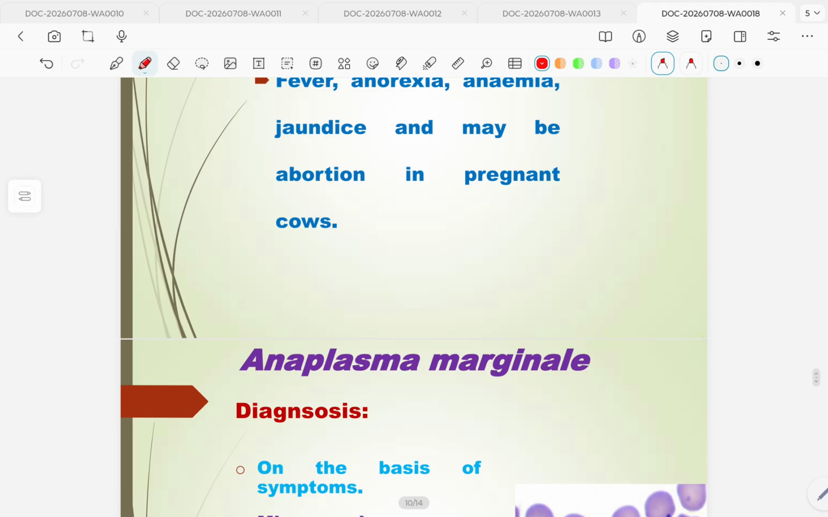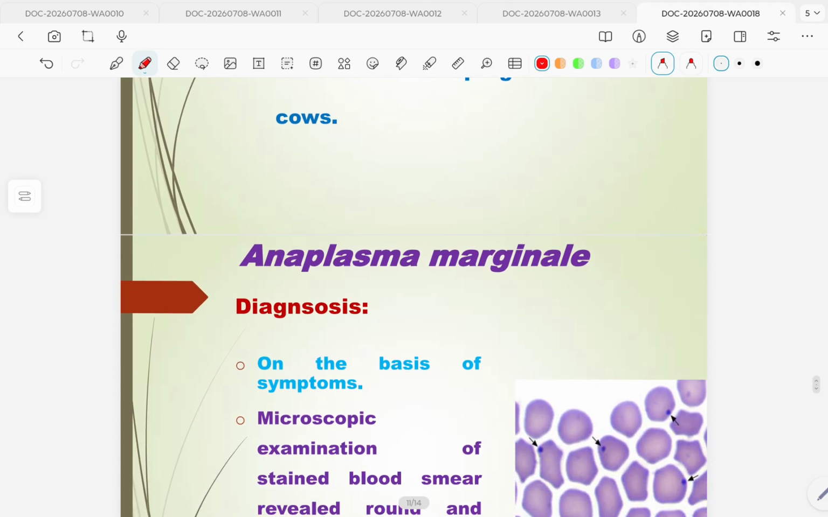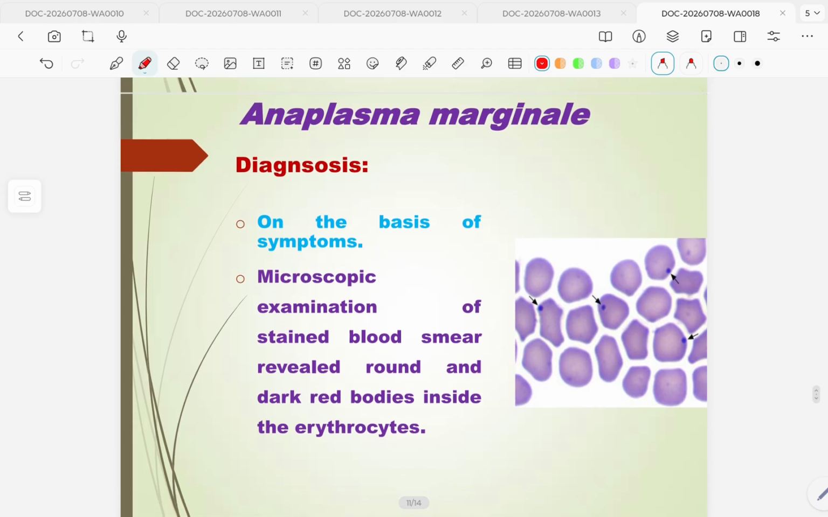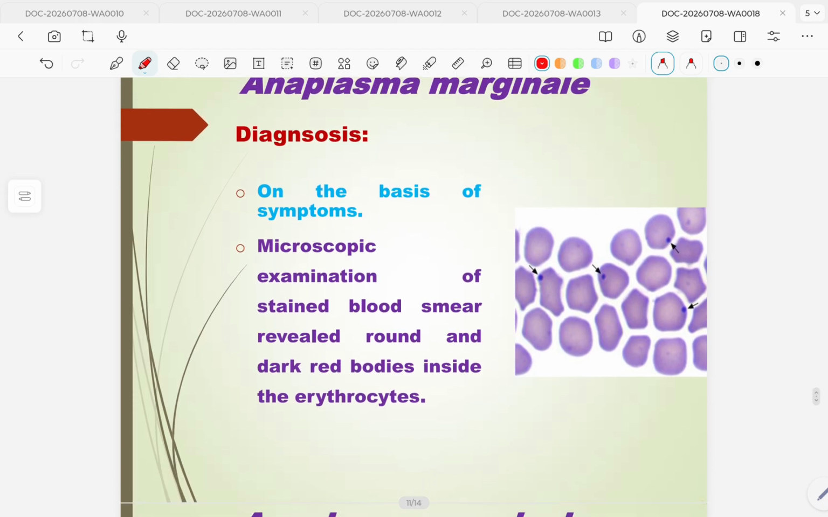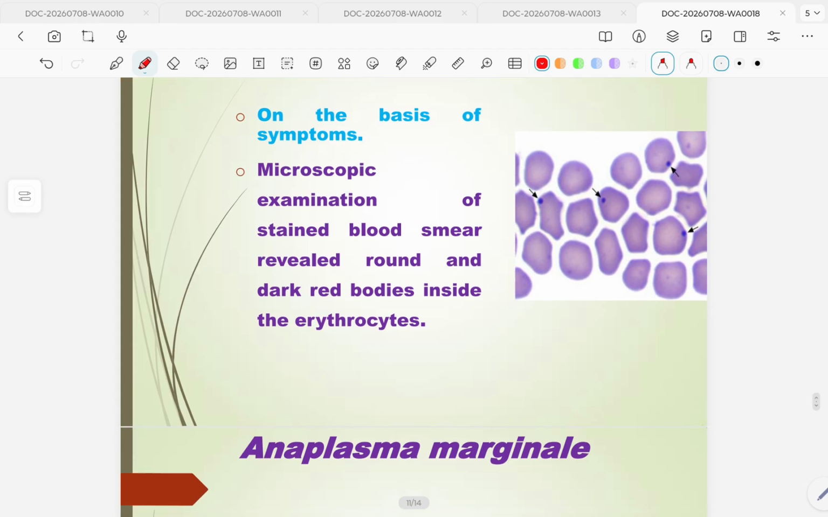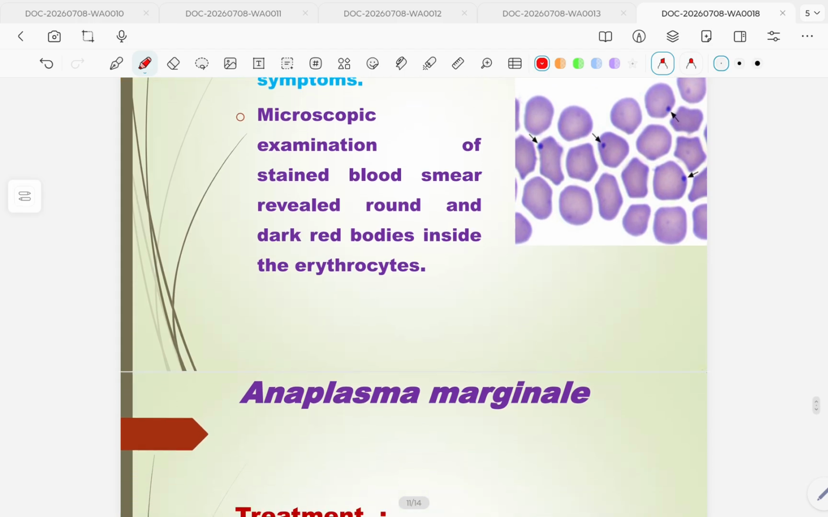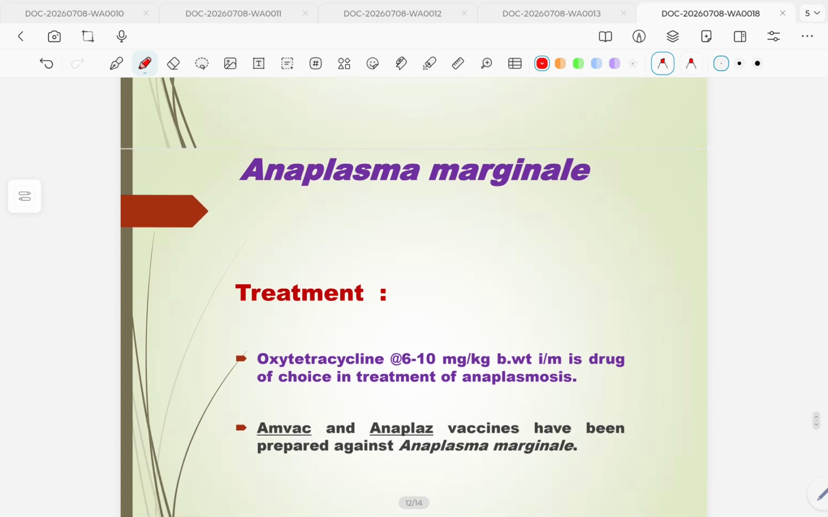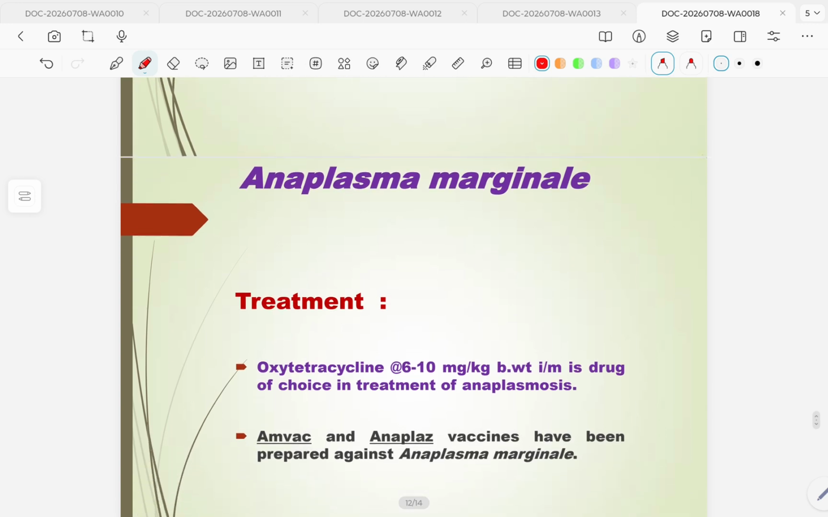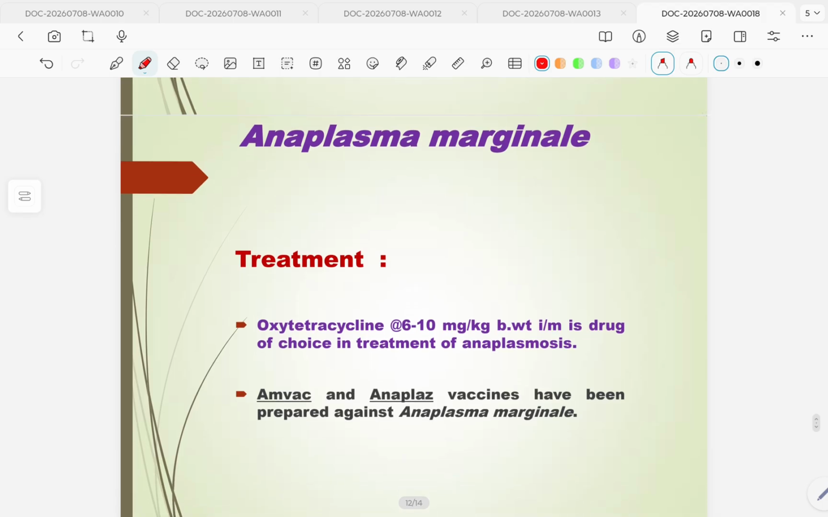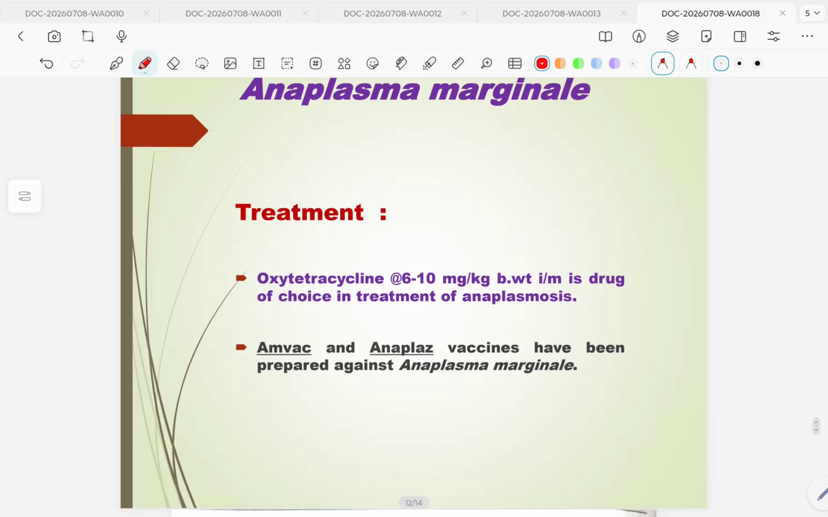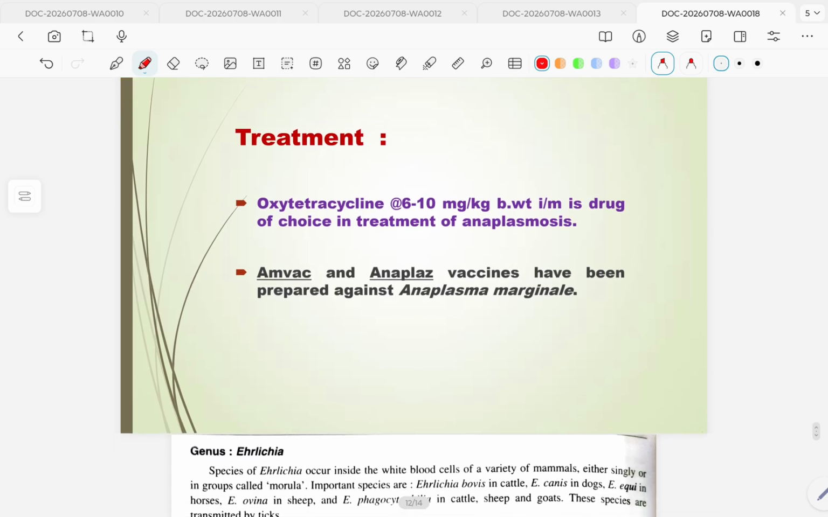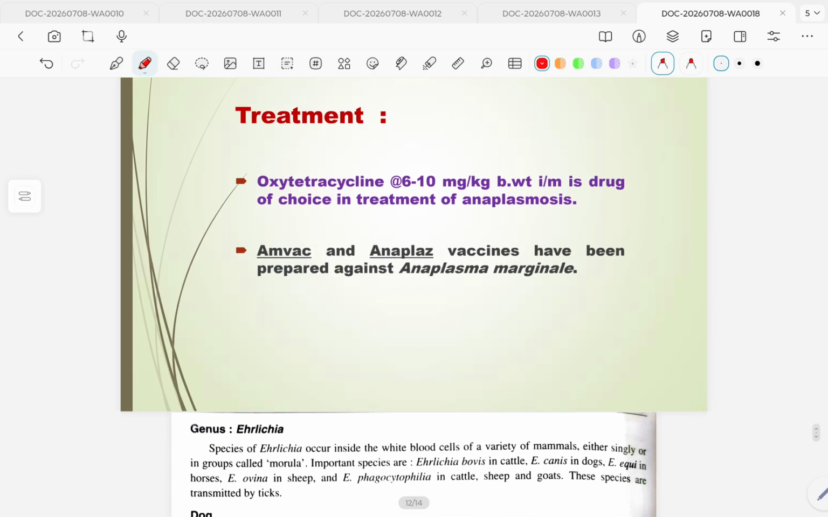Diagnosis is on the basis of symptoms. Microscopic examination of a stained blood smear reveals round, dark red bodies inside the erythrocyte. Treatment: oxytetracycline, 6 to 10 mg per kg body weight IM, is the drug of choice in the treatment of anaplasmosis. MVAC and Anaplas vaccines have been prepared against Anaplasma marginale.